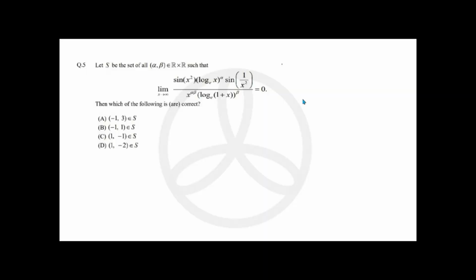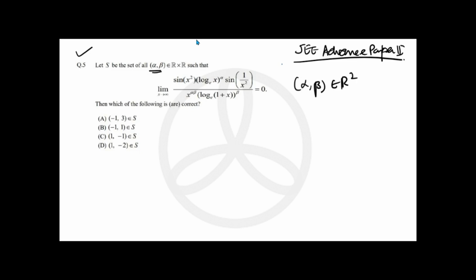So, we will solve this particular question number 5 from JEE Advanced paper 2, and this is conceptually a very complex question. It says that the limit as x tends to infinity is equal to 0, and we have to find what could be the value of alpha and beta as a set. This alpha beta is in R2, meaning real numbers in two coordinates. So if suppose alpha is on the x axis, then beta will be on the y axis, something like that. So we will try to solve this.